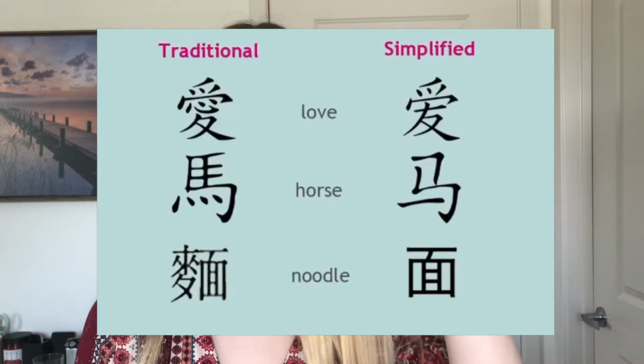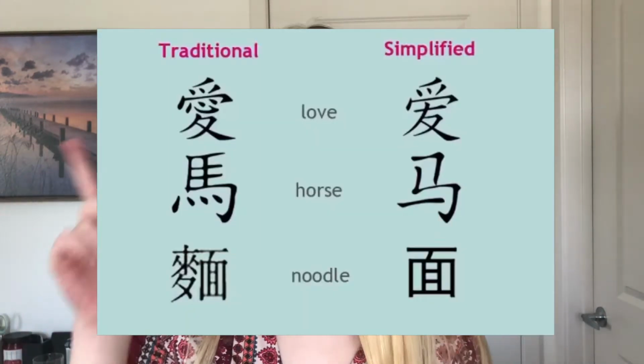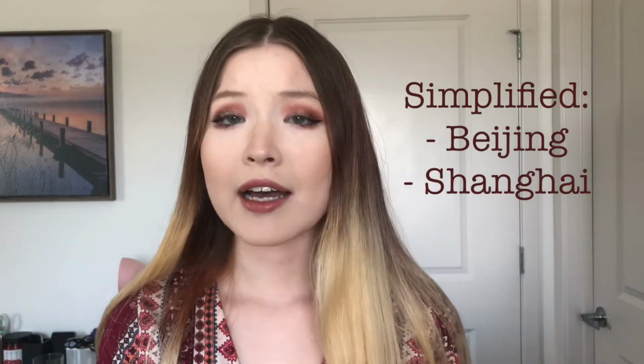So the difference between types of characters: there's a traditional character, and there are simplified characters. The traditional has been used for centuries, but the simplified is recent. It only got implemented in about the 1950s, just to make it easier for people to learn Chinese and to write down Chinese characters. Simplified is used in Beijing and Shanghai, while traditional characters are used in Hong Kong, Taiwan, and Macau.